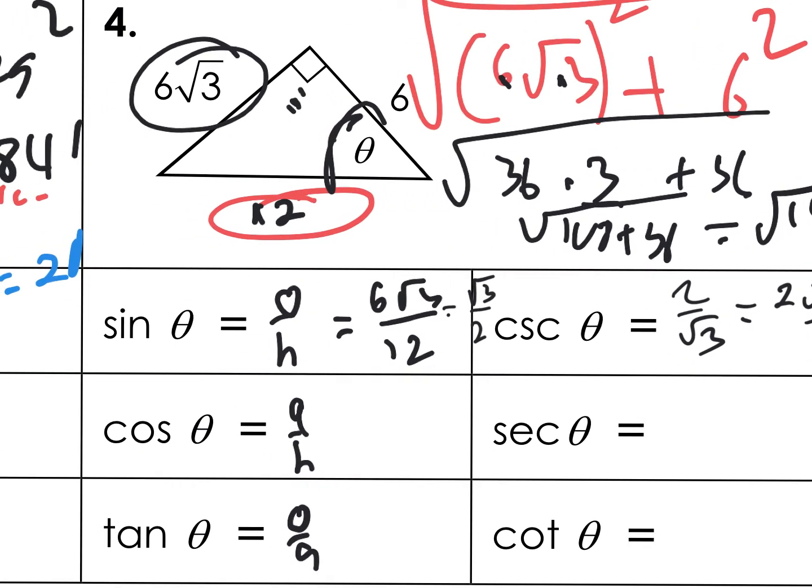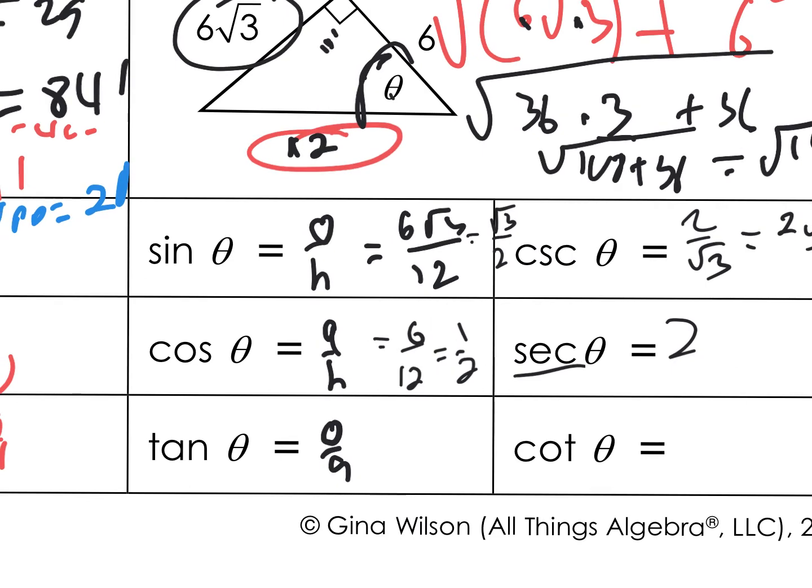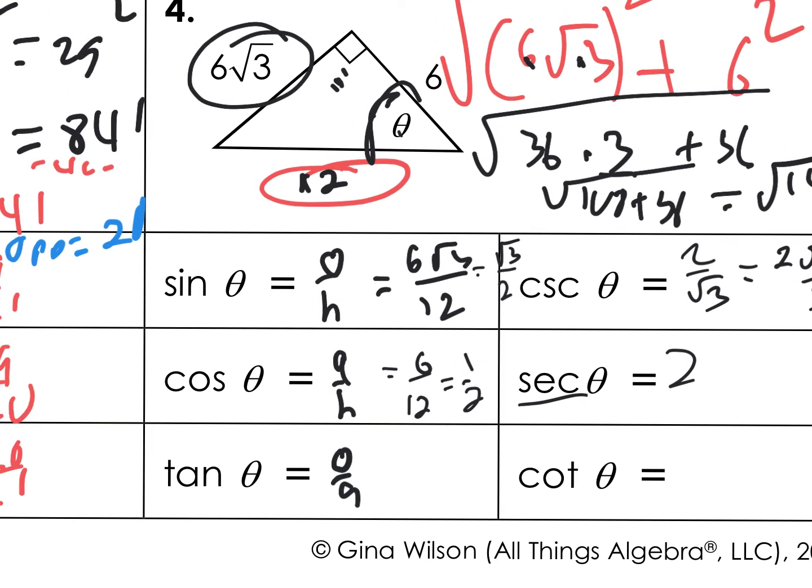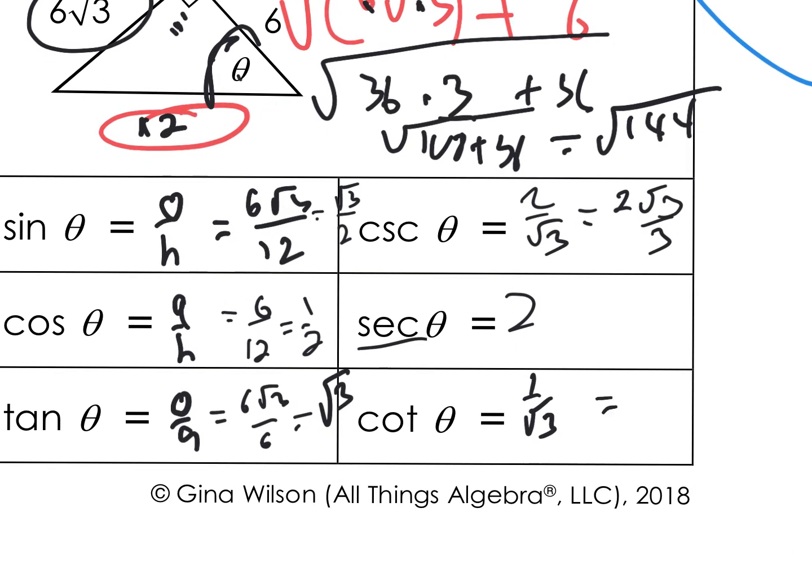All right, moving on. Cosine. Next to the theta is 6. 6 over 12. That's a half. What's the secant? 2. Tangent. Opposite over adjacent, that's going to be 6 square root of 3 over 6. That turns into what? Nice, she's good. What do I do when I flip square root of 3, guys? 1 over square root of 3. She's right, but then I have to rationalize that real quick. Square root of 3 over 3. Exactly, square root of 3 over 3.